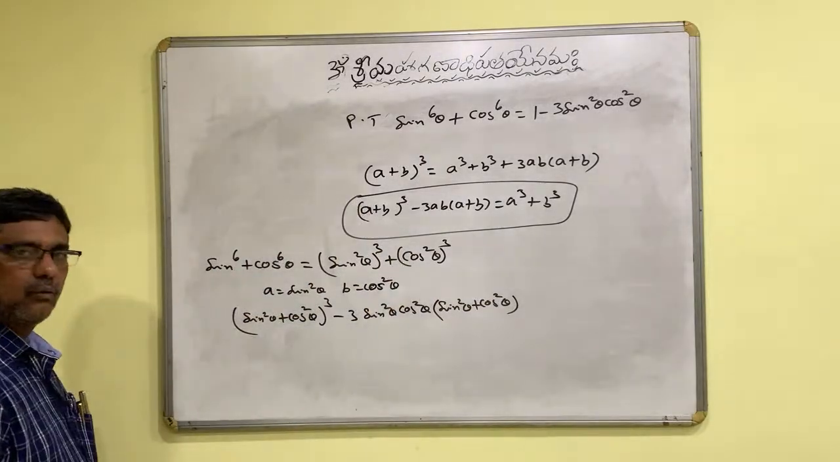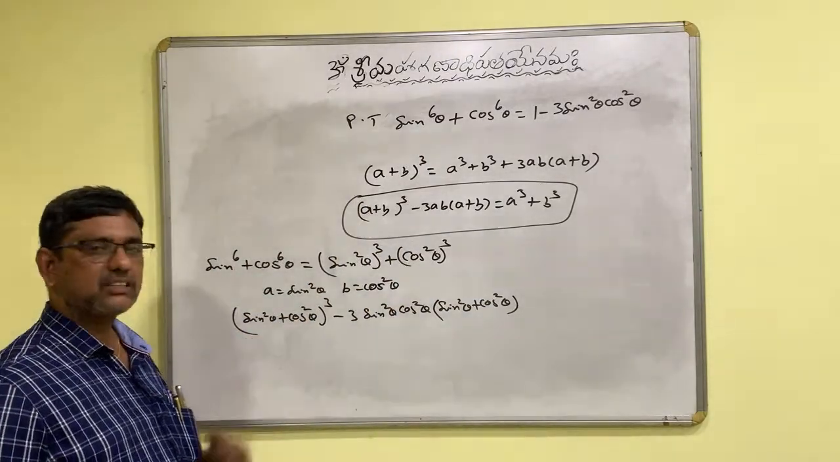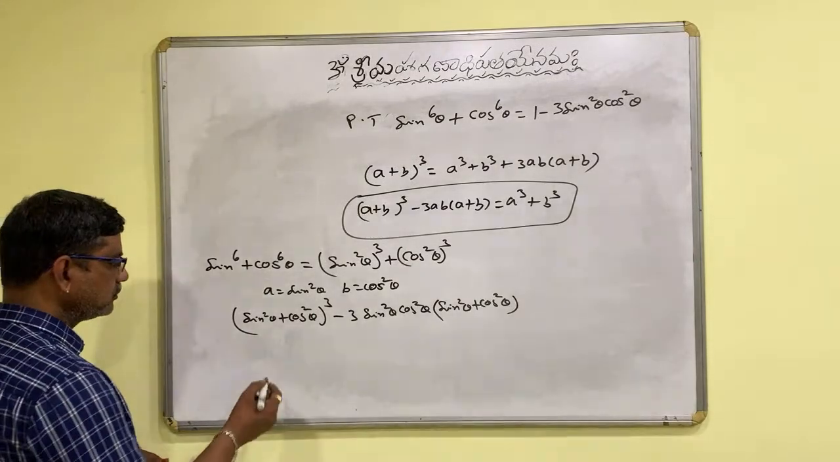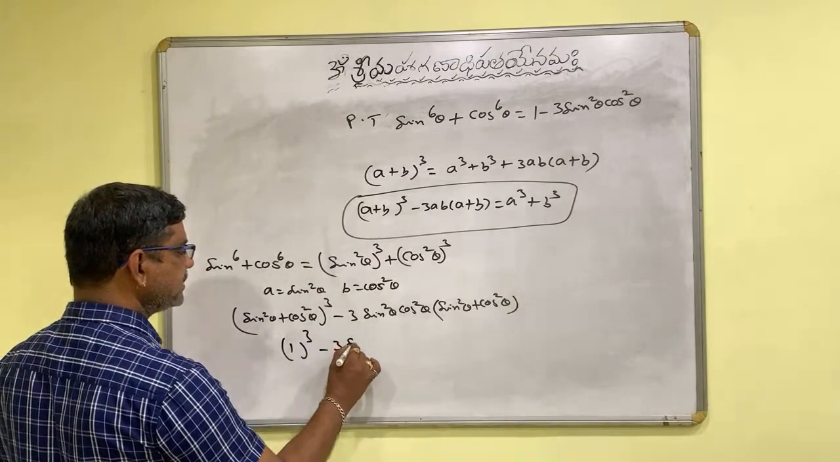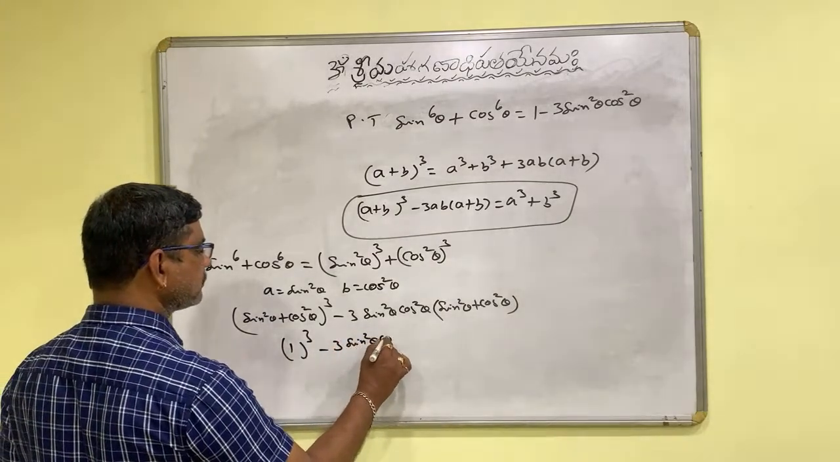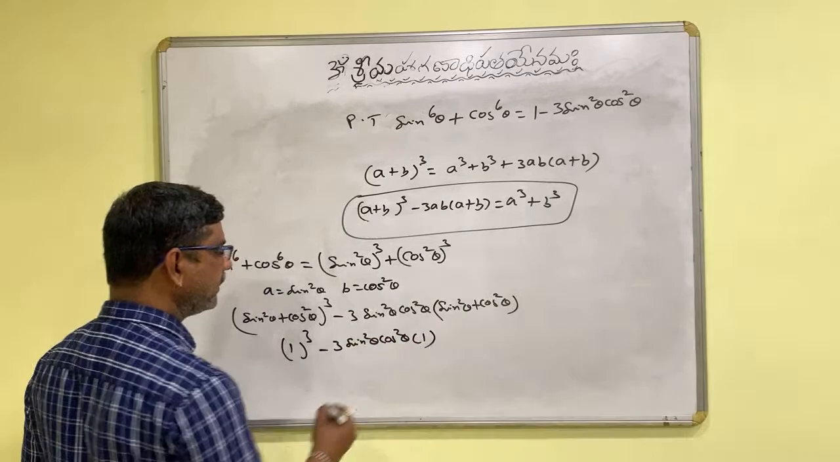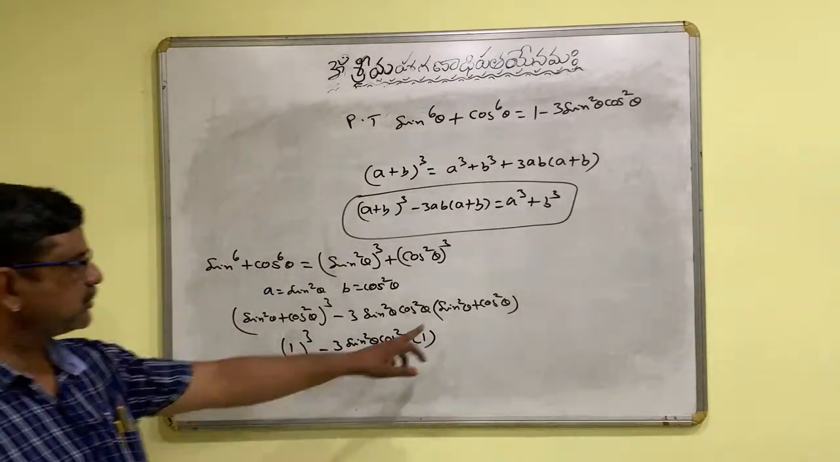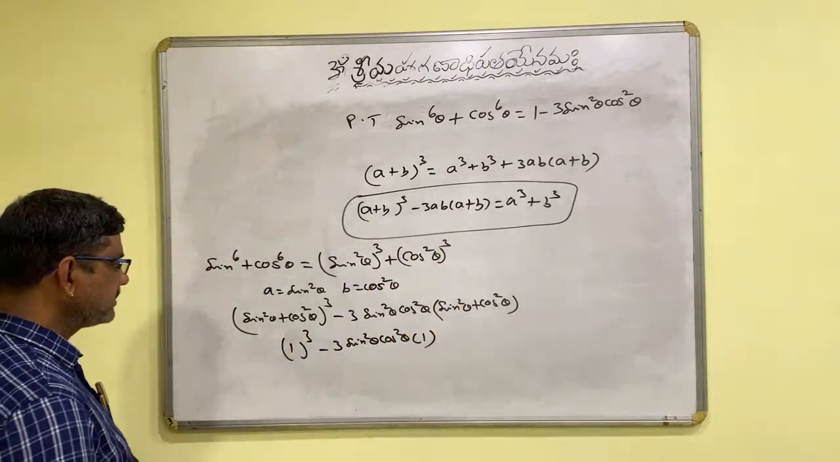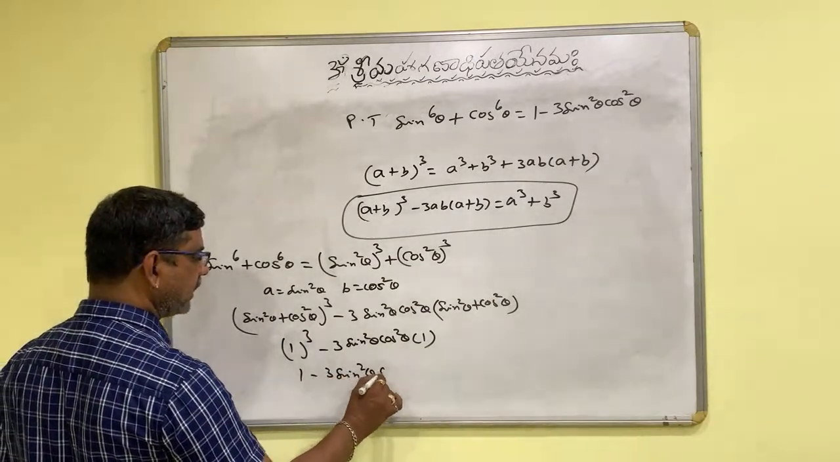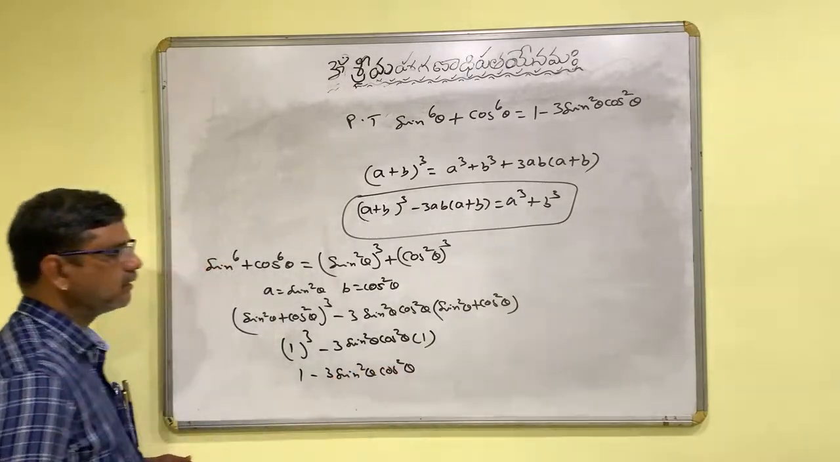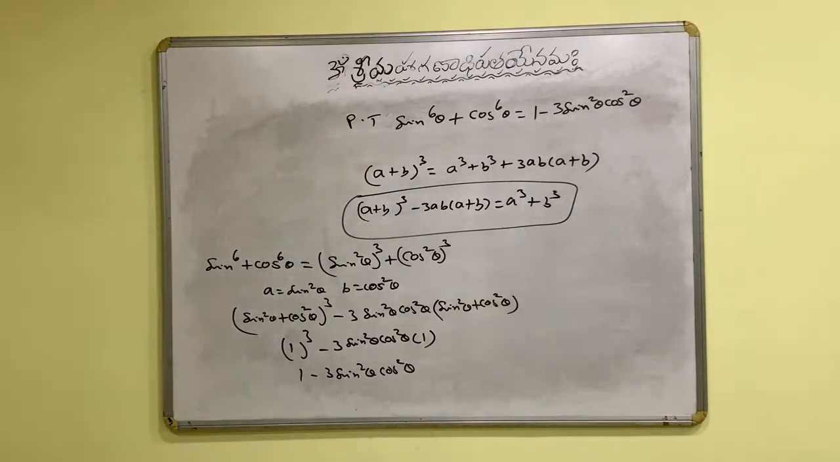Now, we know that sin square theta plus cos square theta is 1. So this becomes 1 cube minus 3 sin square theta cos square theta into 1. Because this is also 1. Now when we simplify this one, 1 minus 3 sin square theta cos square theta. Understand, children?